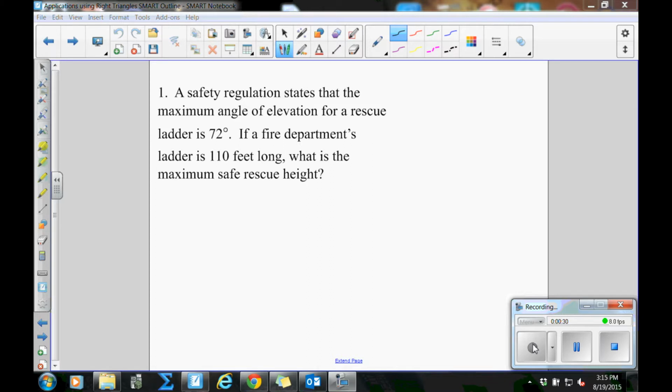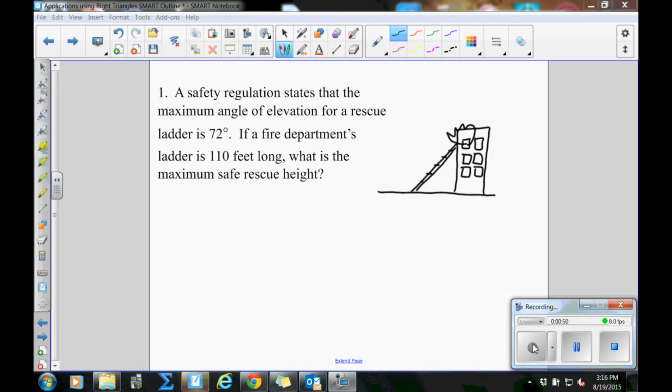So let's draw a picture. There's the ground. We've got a building. It's on fire. Will the ladder reach?